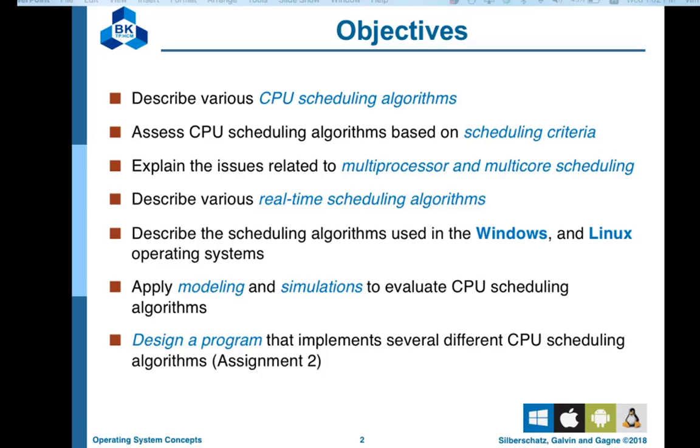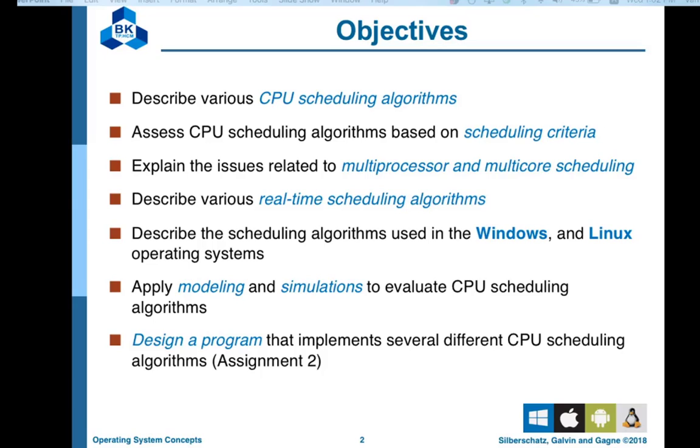Some scheduling criteria such as the waiting time, the response time, the turnaround time, and so on. We also study some basic scheduling algorithms such as first come first serve, shortest job first, round robin, thread scheduling, or process scheduling.